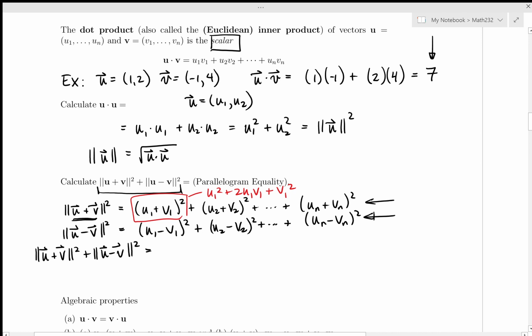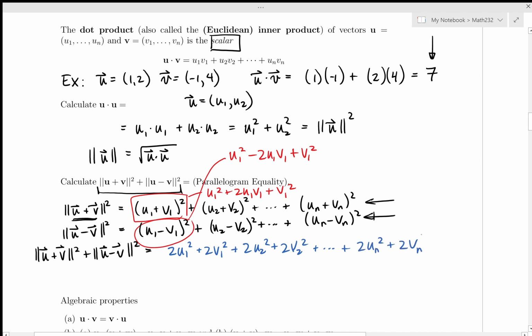And then I'm going to notice that this thing here is u1 squared minus 2u1 v1 plus v1 squared. So this is going to allow me to expand all those things and then do all this adding in one step, and I'm going to see that here I end up with 2 u1 squared plus 2v1 squared plus 2u2 squared plus 2v2 squared plus dot dot dot. I keep going, and I have 2un squared plus 2vn squared.